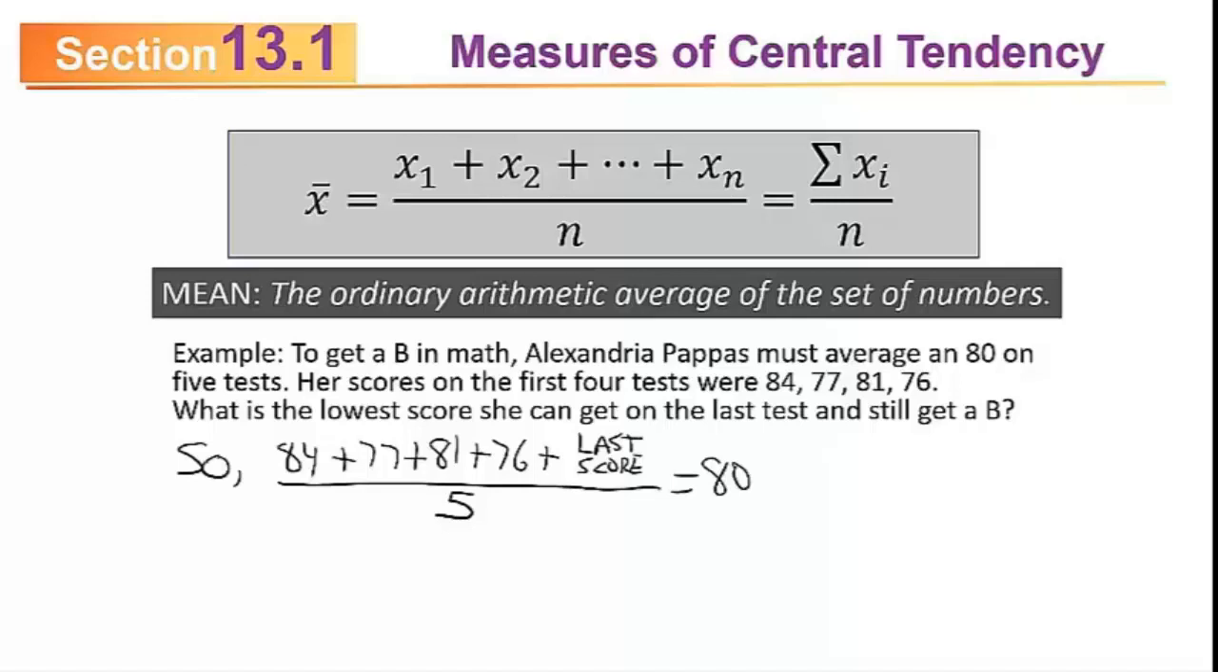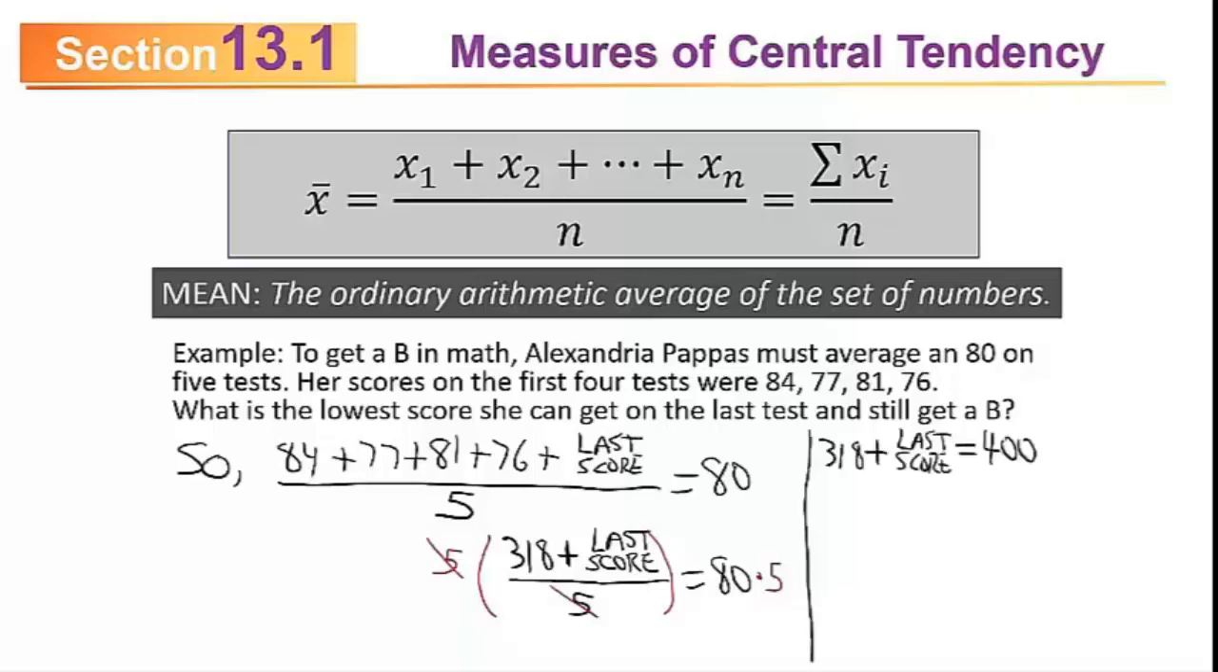So just take the scores of her tests, 84, 77, 81, 76, plus this last score, which is unknown. You can call it X, or you can just write last score like I did. The sum of those 5 divided by 5 has to be 80 if she wants to get a B. So now if you add up those 4 numbers in the numerator, you get 318. So 318 plus the last score divided by 5 must be 80. If you multiply both sides of that equation by 5, the 5 in the denominator on the left cancels out, and you get 318 plus the last score is equal to 400. And if you subtract 318 from both sides, you'll find out that the last score must be 82.